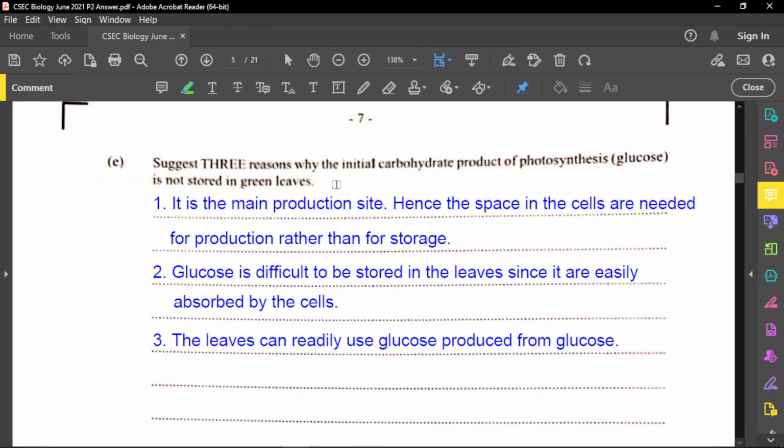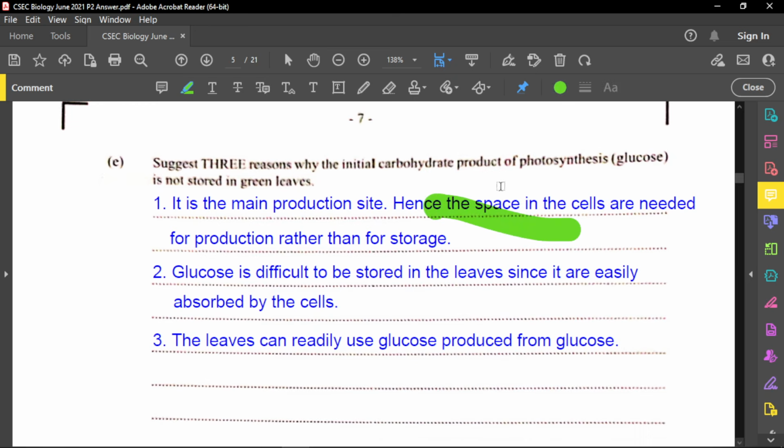It suggests 3 reasons why the initial carbohydrate product of photosynthesis, which is glucose, is not stored in green leaves. So one option here is that it is the main production site, hence the space in the cells is needed for production rather than for storage. So since the leaves are producing glucose, there's no need to store it there because it is already producing. And again, the more space I have for production is better. So if you store it, it's going to take up a lot of space.